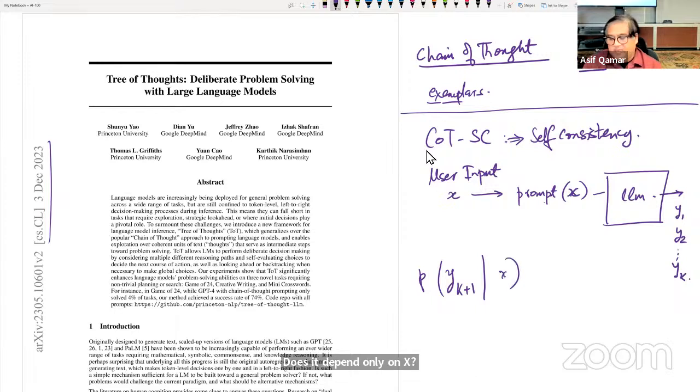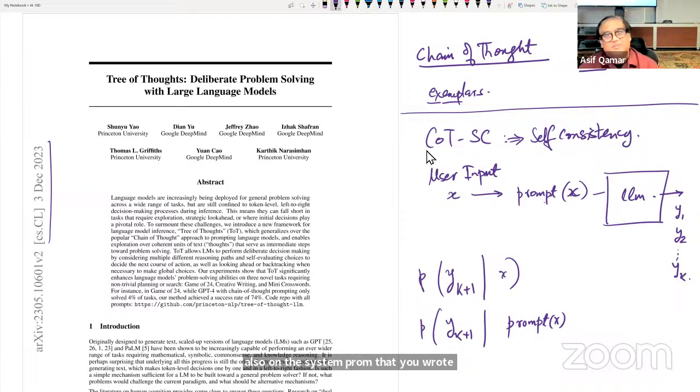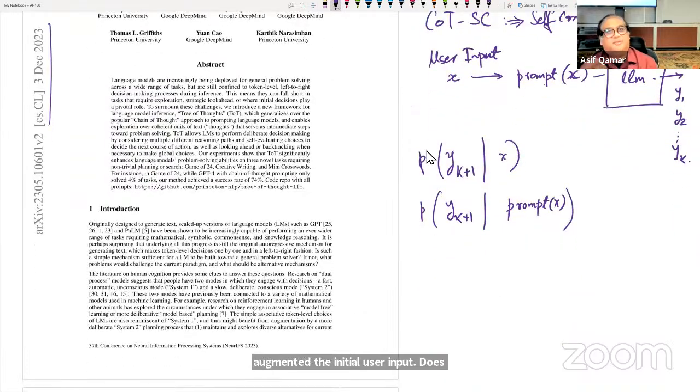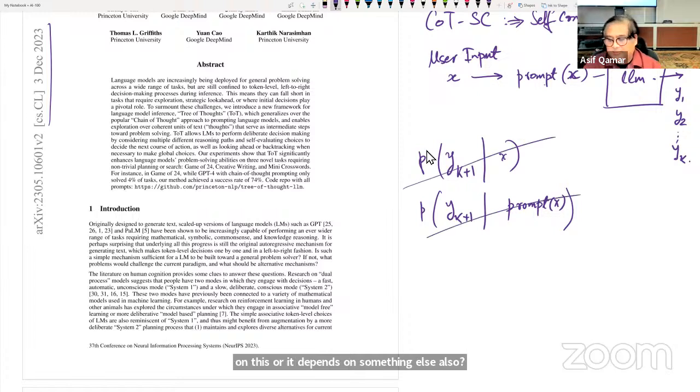Is this the value, or should we say no, it depends also on the system prompt that you wrote? It also depends upon the prompt with which you augmented the initial user input. Does it depend only on this, or does it depend on something else also? It depends on not this, but one more thing.